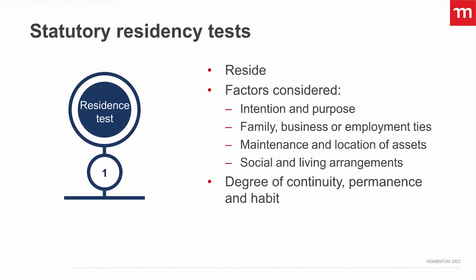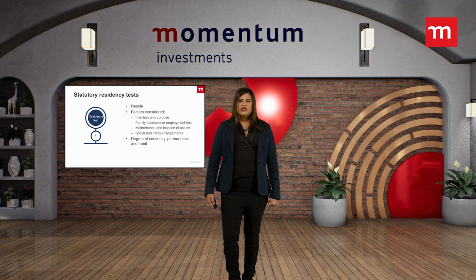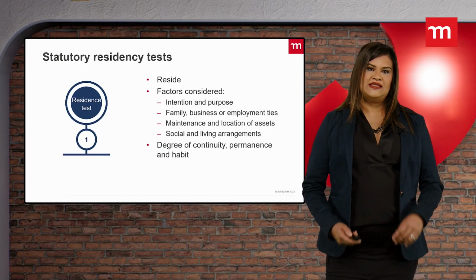To reside means to dwell permanently, to have one's settled or permanent abode. The factors which will be considered will be the intention and purpose for the presence of the individual in Australia. Is it for work or play? Family and business or other employment ties? Maintenance and location of assets? How much fixed property does the individual have in Australia and the purpose for its use? Social and living arrangements, such as memberships to the gym and social clubs. There must be a degree of continuity and permanence in habit. The test is very similar to the ordinary residence test in South Africa.